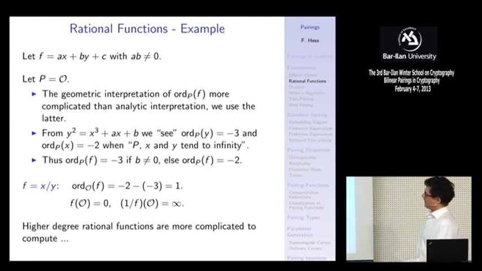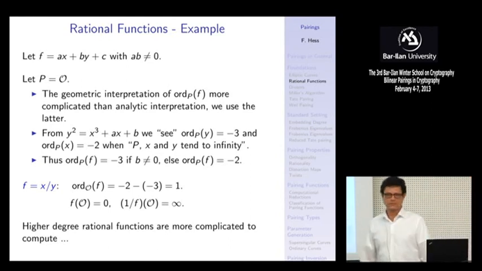Because it has order 1, I know f of infinity is 0, which would be hard to tell because we don't really have coordinates to plug in. And if I take 1 over f, I would have infinity. Okay, higher degree rational functions are more complicated, and fortunately we don't have to use them.